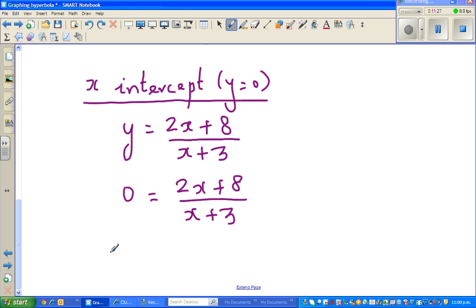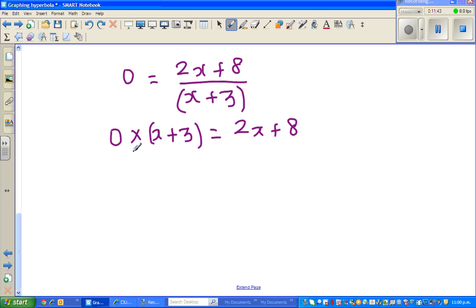When y is equal to 0, 0 is equal to (2x + 8) over (x + 3). I'm going to cross multiply, multiplying both sides by x + 3. So this is 0 times (x + 3), and I'll put this in a bracket, is equal to 2x + 8. And 0 times anything is 0. So 0 is equal to 2x + 8. If we take away 8 from both sides, negative 8 is equal to 2x. Dividing both sides by 2, x is negative 4.